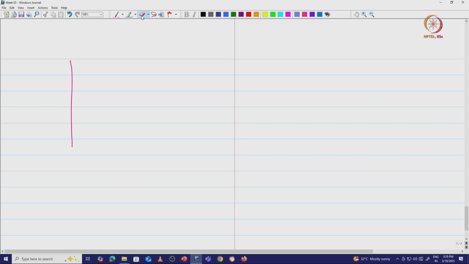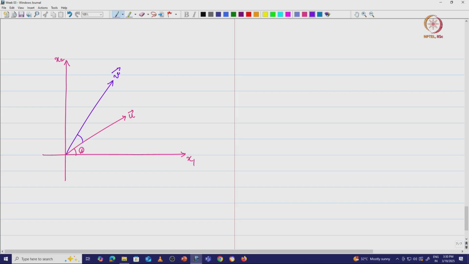Now what I am going to do is take two vectors u and v. Let us take this to be the x1 axis, and that to be the x2 axis. So I am going to have two vectors: this is u, the vector u, which makes some angle theta with the x axis, and let us say I have this other vector v, which makes an angle, let us say phi, with the vector u.